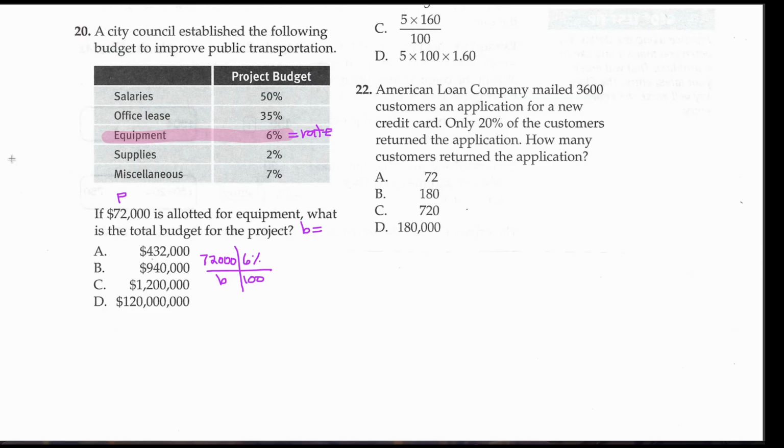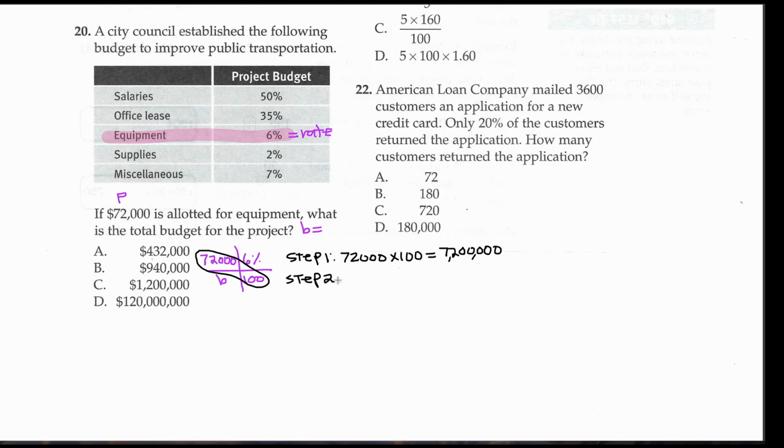Okay, step 1. We need to do our 2 steps. Step 1, we need to multiply the 72,000 by the 100. 72,000 multiplied by 100, then we get 72 and 5 zeros: 1, 2, 3, 4, 5. So that's 7,200,000.